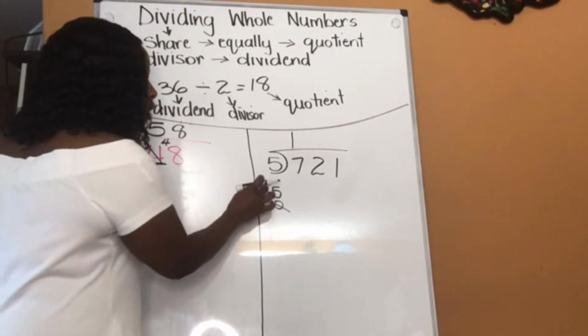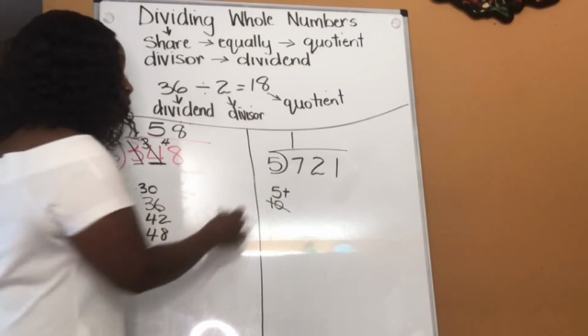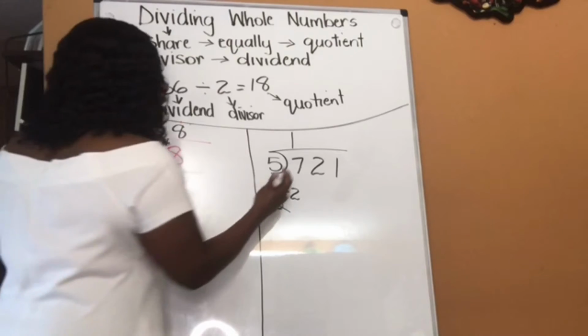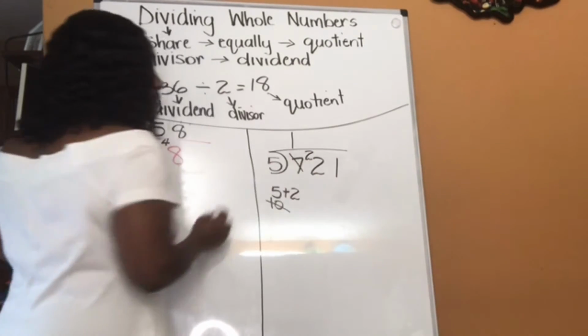So I need to find out 5 plus what will give me 7. So 5 plus 2 is equal to 7. It means that I have 2 remainders. I'm done with that 7.